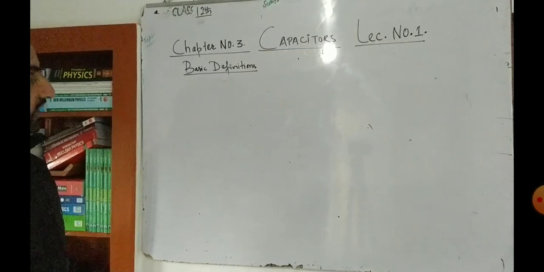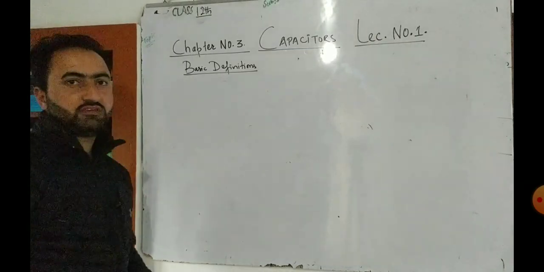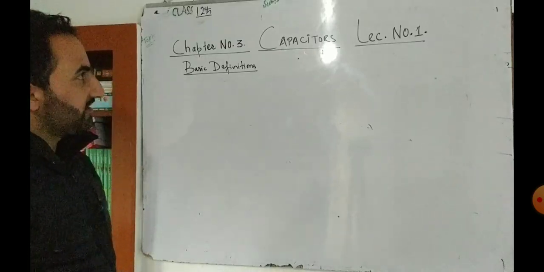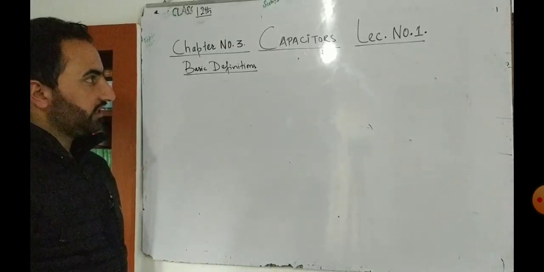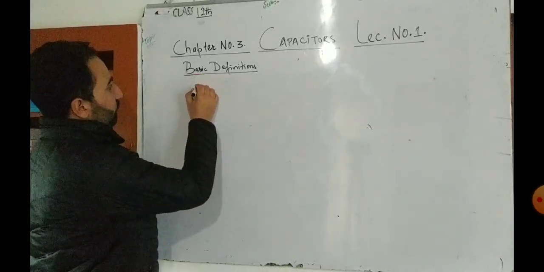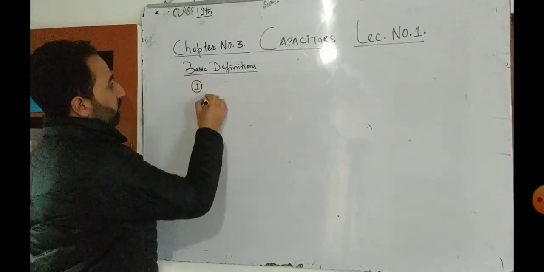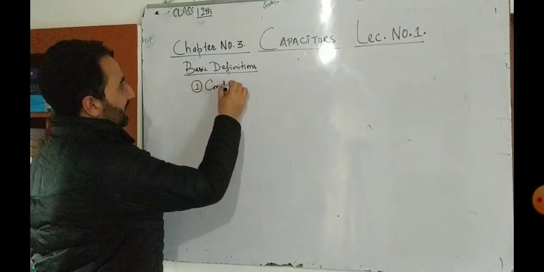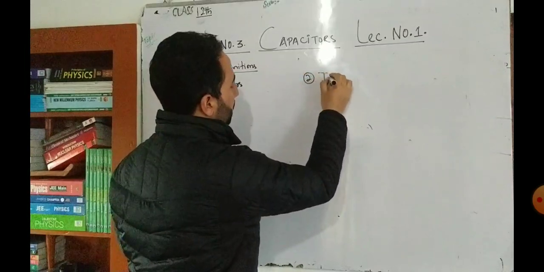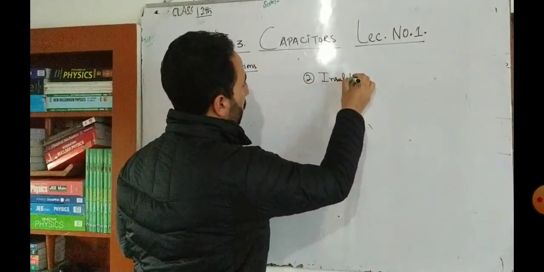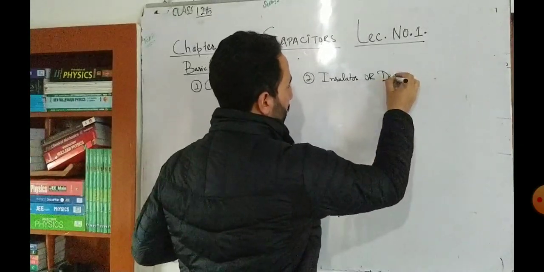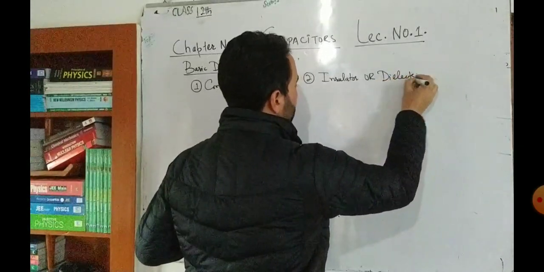First of all, there are two types of substances depending upon the conductivity. All the substances are classified in two categories: insulators and conductors. Number 1 is conductor, and number 2 is insulator, which is also called dielectric.